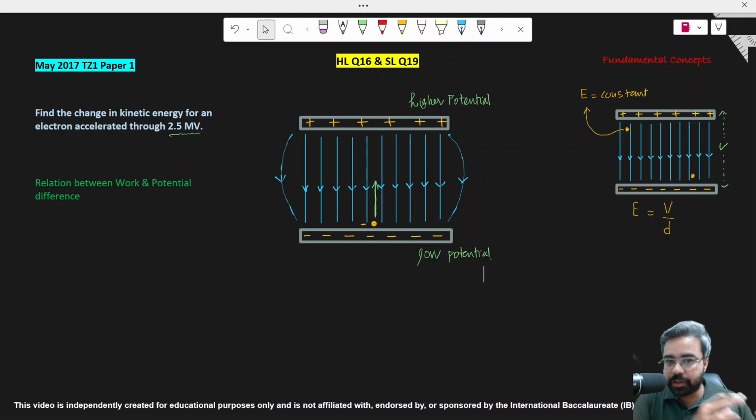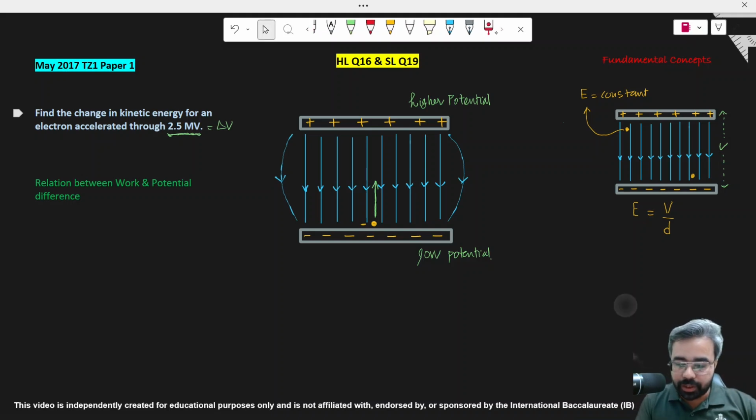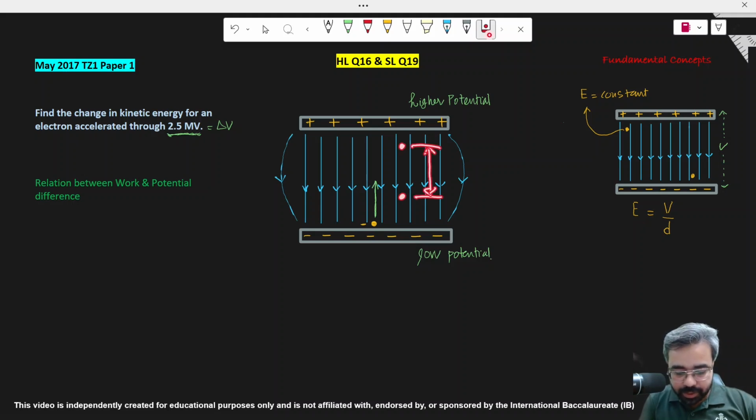Or even if it's not mentioned from negative to positive, we are just given the potential difference. Okay, that is delta V, right? It doesn't mean that it's going from negative to positive. It can go anywhere from this point to this point, but between those 2 points the potential difference is given to us.